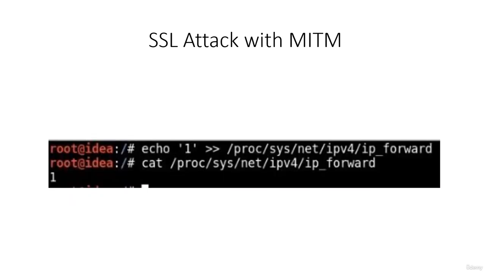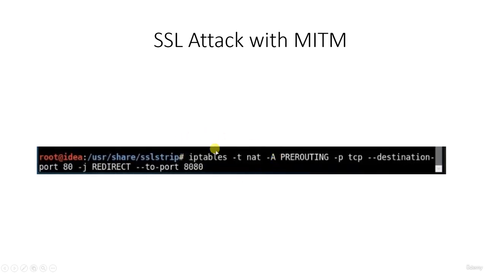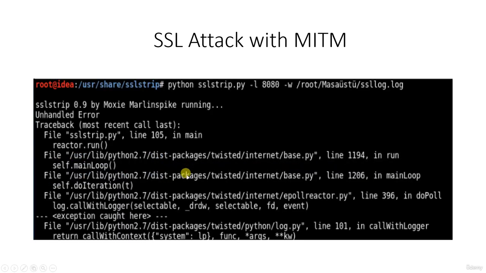This command is for enabling the IP forward property. Then we are going to use iptables -t nat -A, so you are going to enter the iptables command in the terminal. As you can see, the destination port is 80 and it will be redirected to this port. After that, the SSL strip command will be this. As you can see, this is the log file and this is the SSL strip Python file. So this is the command in the terminal.